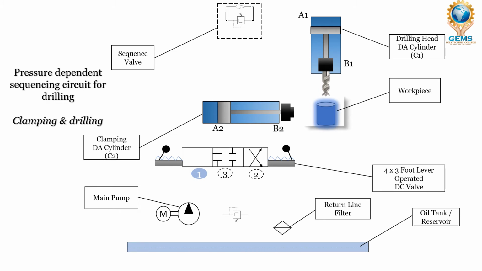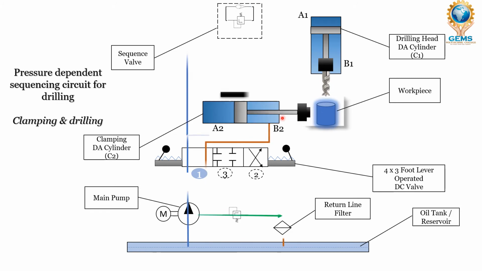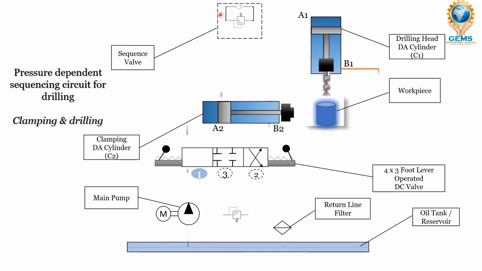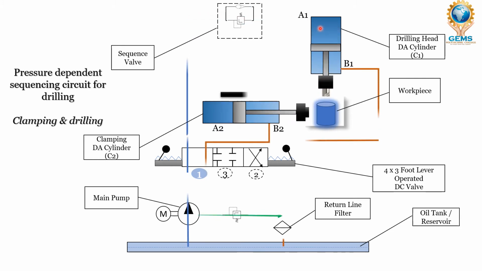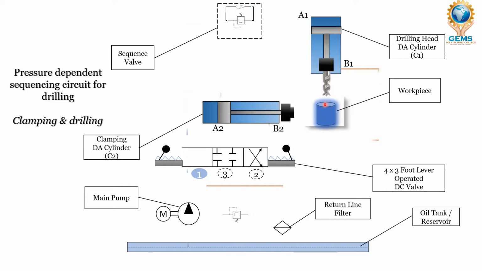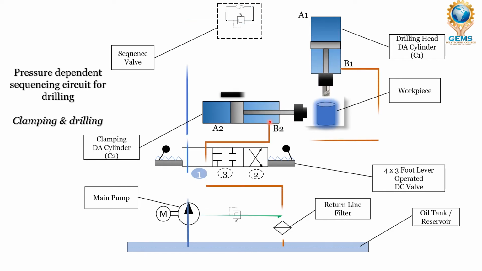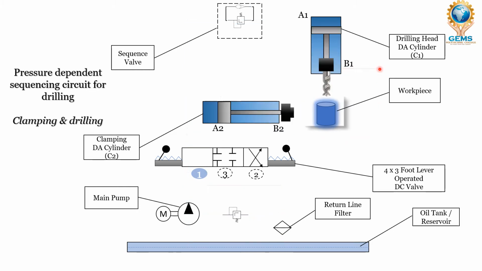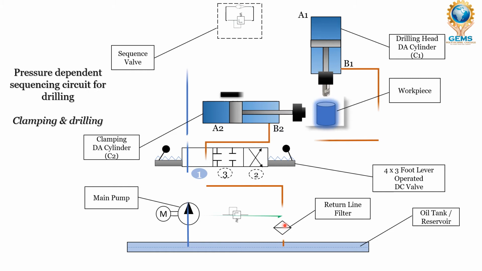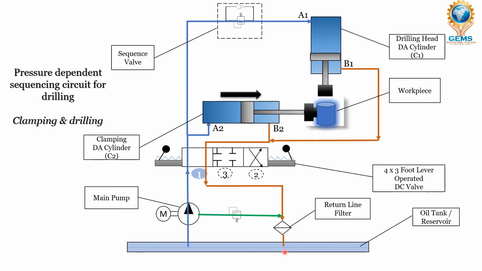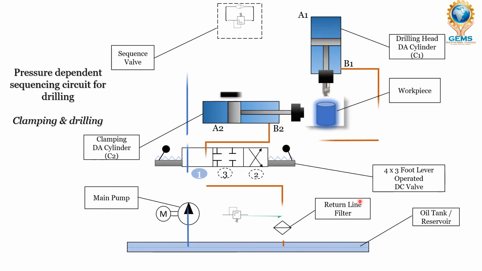Let us see an animation of how this clamping and drilling operation happens. Here oil from the pump goes through this DC valve and goes to A2, so the piston moves and the clamping operation happens. Once the clamping operation happens, the oil moves to the sequence valve. It goes to A1 and pushes the piston down, so the drilling happens. The return oil from B2 of cylinder C2 and B1 of cylinder C1 goes back through the return line filter to the oil tank. So this is the clamping and drilling operation.